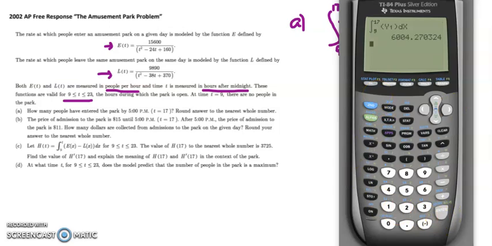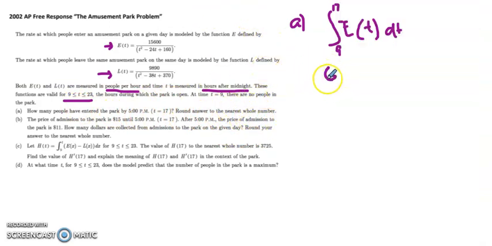So I got 6,004. So what we want to do is round this to the nearest person because it says round to the nearest whole number here. So my answer is going to be just 6,004 people. And that is how you do the first one.